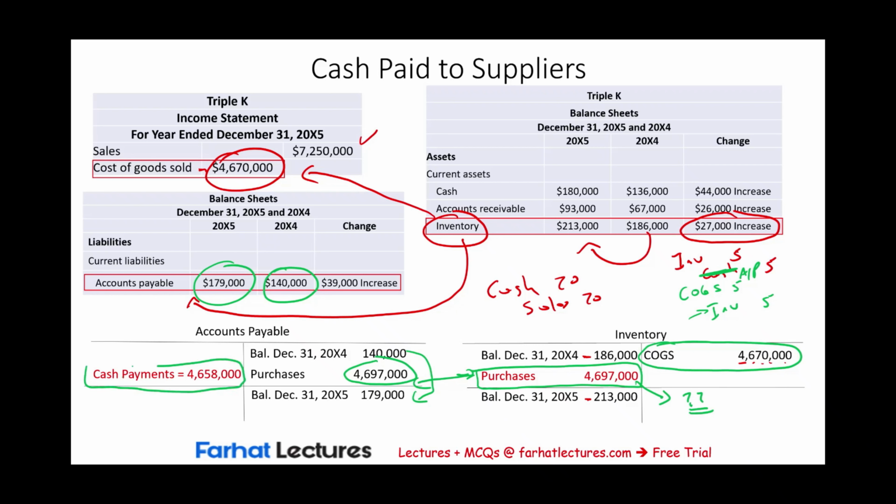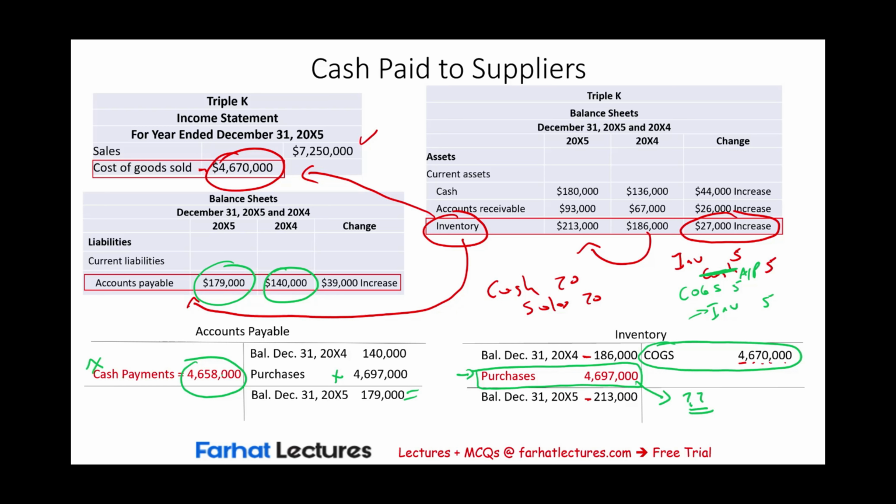How much did I pay? Well, it appears that I paid 4,658,000. How do I know this? I need the number that's going to give me 140. I need the number that's going to give me beginning 140 plus purchases minus, this is the X, the unknown, minus some number equal to 179. Well, that number is 4,658,000. Therefore, cash paid to the supplier is 4,658,000, and this is how I figured out how much I paid in cash. So although my cost of goods sold is 4,670,000, I only paid in cash 4,658,000.